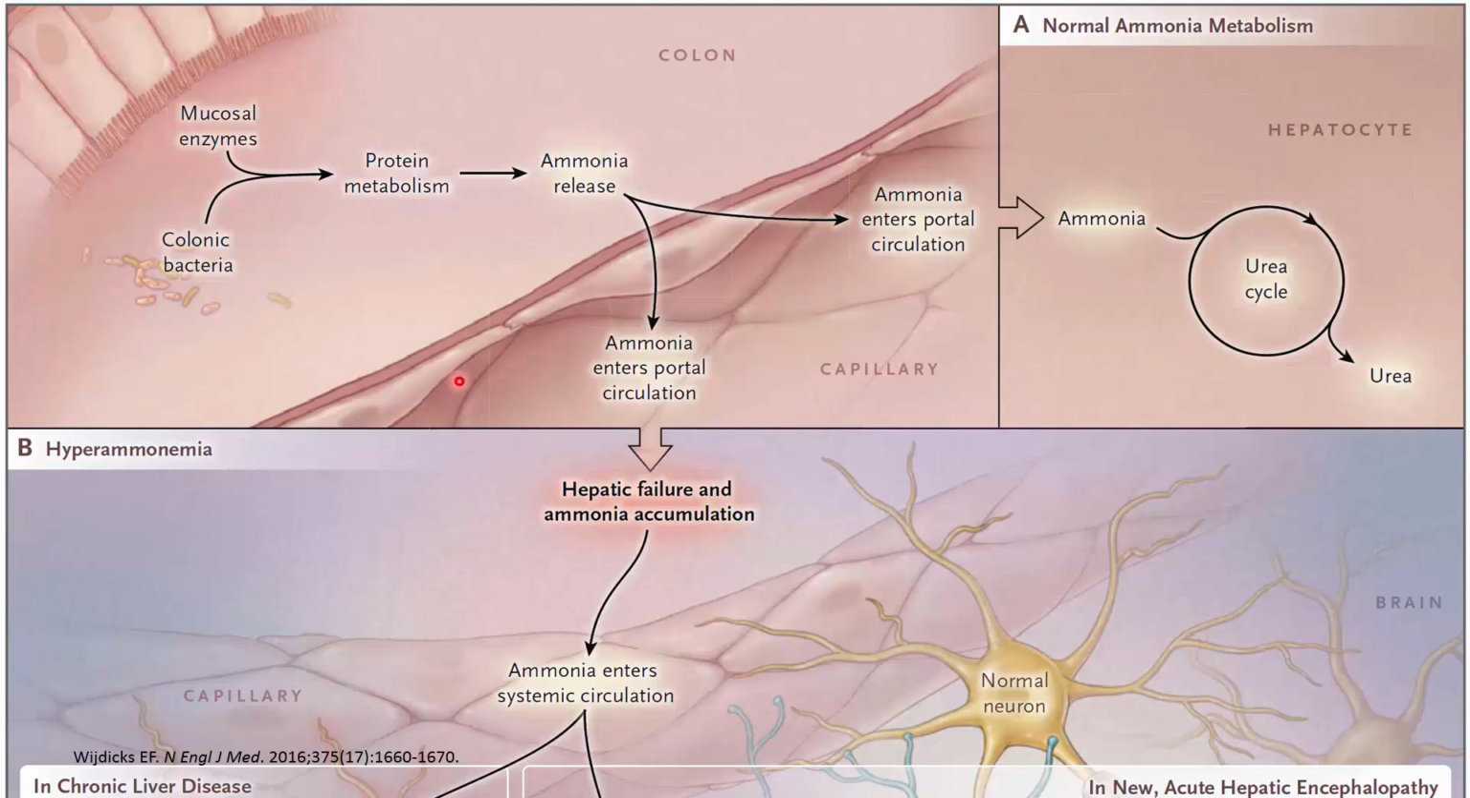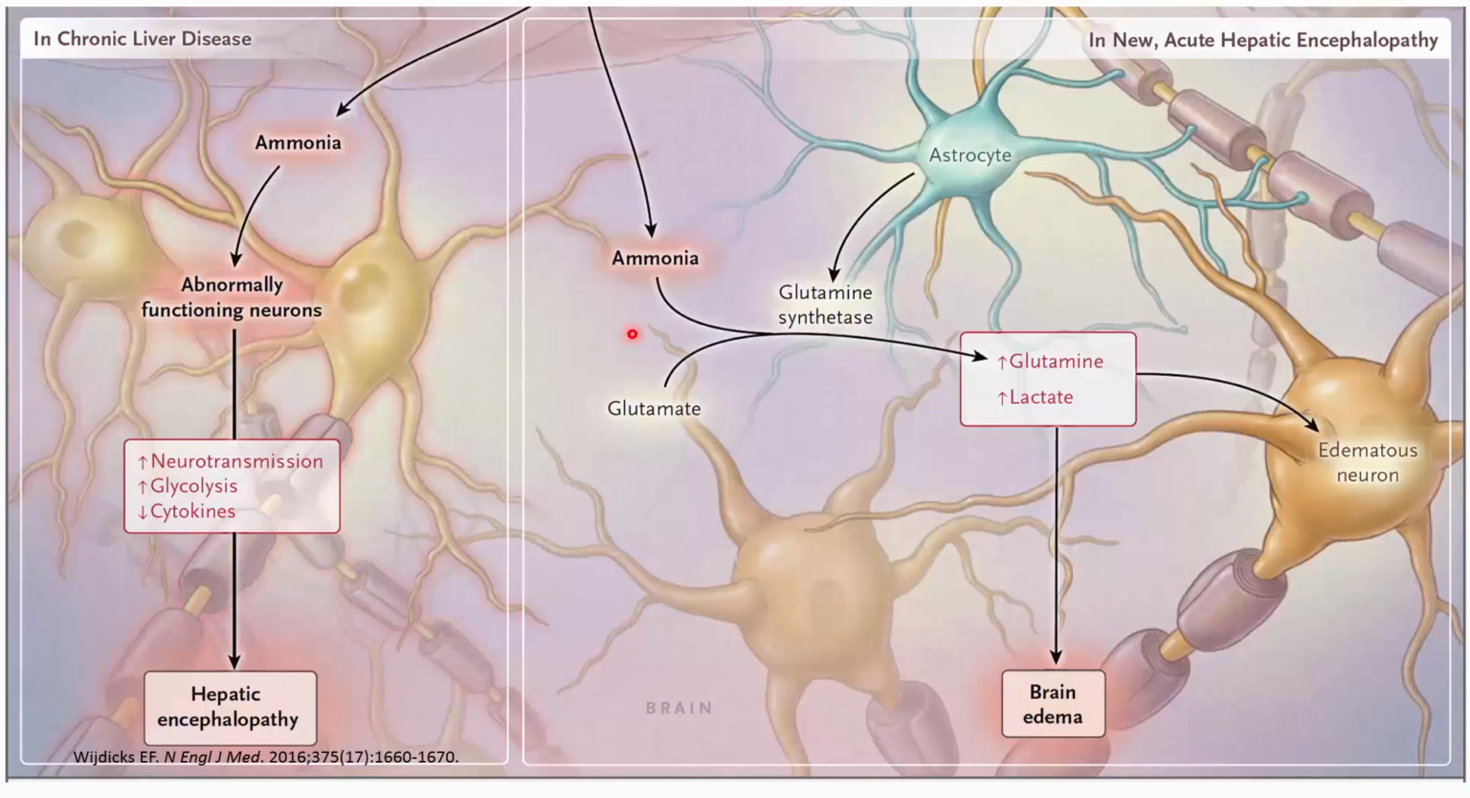The problem is if someone has cirrhosis and their liver is not capable of using the urea cycle to process ammonia. This ammonia will accumulate in circulation, and at high levels it can cross the blood-brain barrier and go into the brain. In the brain, it is neurotoxic, and it can cause abnormally functioning neurons, which results in altered mental status and hepatic encephalopathy. So this is what happens in chronic liver disease such as cirrhosis.